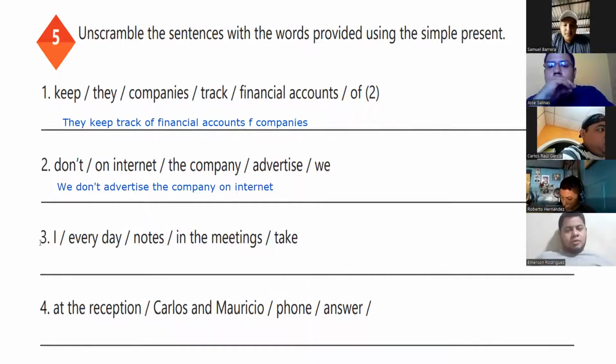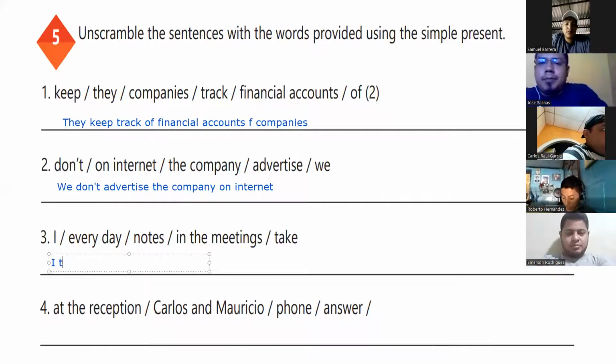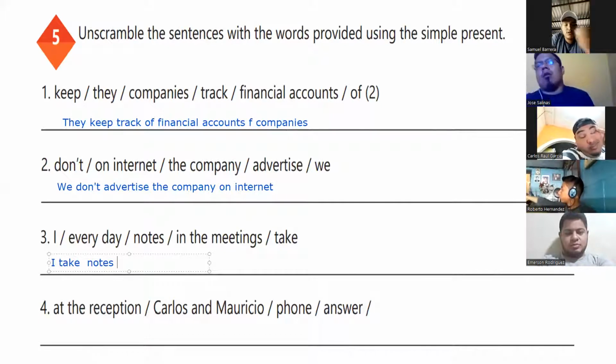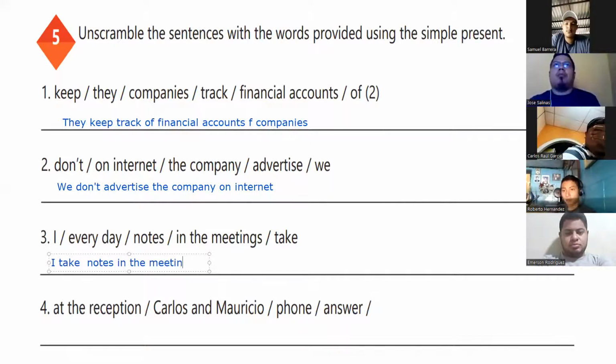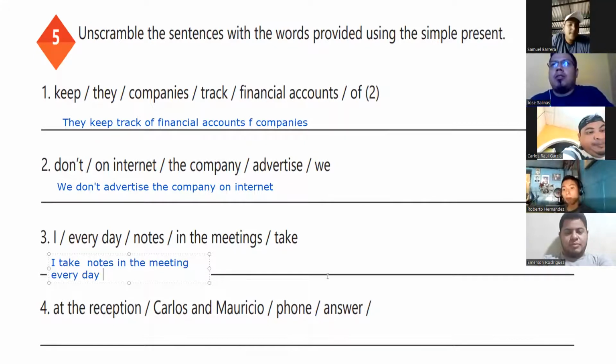Okay, next one, number three. I every day notes in the meeting take. I. The verb, it's take. Take what? Notes. Tomar notas. Take notes. Where? Every day. In the meeting every day? Every day, yes.